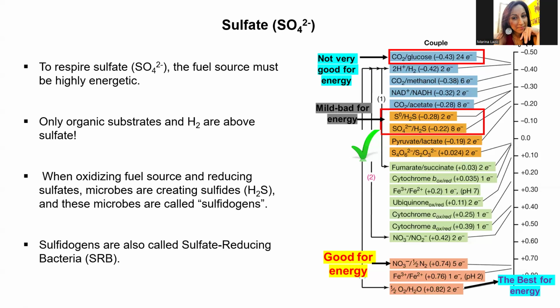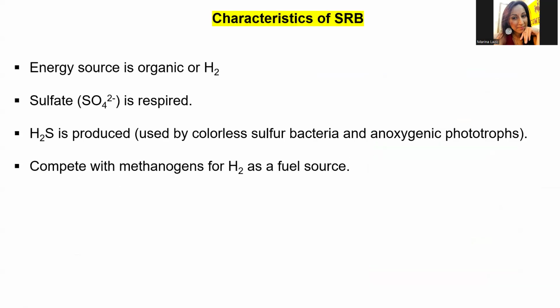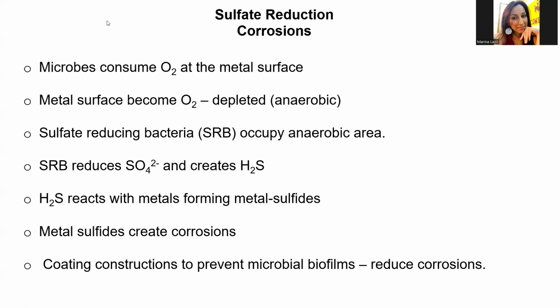Again, SRB, like Serbia, my home country. So that's how I memorize it. I will never forget it. The characteristics of these sulfate reducing bacteria are that they use either organics or hydrogen, they respire sulfate, and they make hydrogen sulfide that will be delivered to anoxygenic phototrophs because they need that H2S to run photosynthesis, and they will be in competition with methanogens because they both use hydrogen as a fuel source.